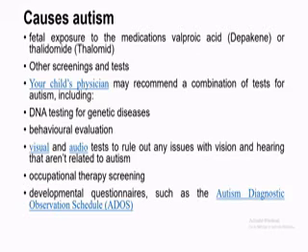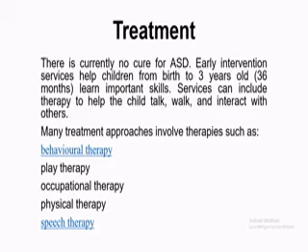Other screenings and tests. Your child's physician may recommend a combination of tests for autism, including DNA testing for genetic diseases, behavioral evaluation, visual and audio tests to rule out any issues with vision and hearing that aren't related to autism, occupational therapy screening, and developmental questionnaires, such as the Autism Diagnostic Observation Schedule, ADOS.